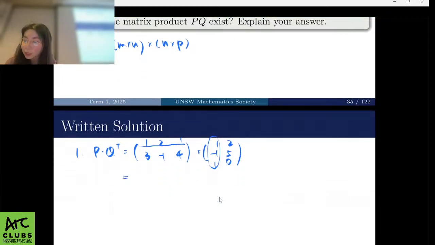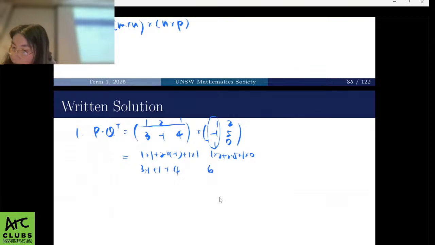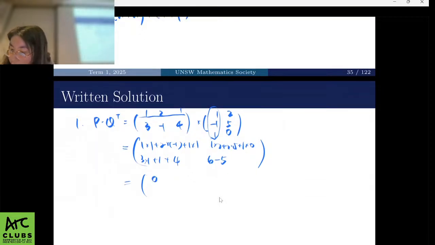Okay, so just quickly computing that, we will have 1 multiplied by 1 plus 2 times negative 1 plus 1 times 1 in our first column, and then we'll have 1 times 2 plus 2 times 5 plus 1 times 0 in the second, and then 3 times 1 minus 1 plus 1, plus 1 plus 4, and 6 minus 5 plus 0. So that would be our new matrix, which if you simplify the numbers a little bit, that's 1 plus 1, that's 0, 2 plus 7, which is 9.